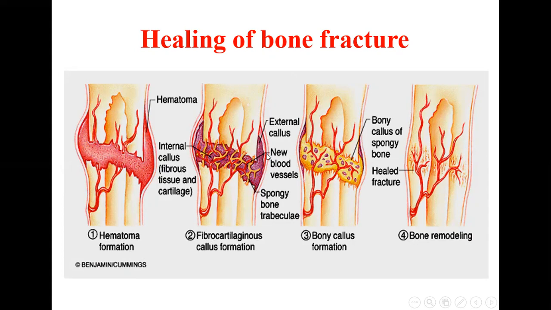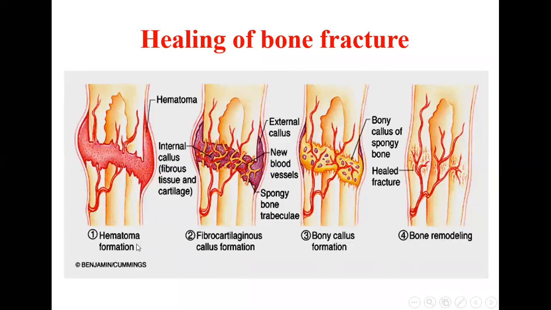In the third stage, bony callus formation. As you can see here, all this blood is now replaced by the fibrous tissue and the cartilage. Now it starts forming the bony callus of spongy bone. Then in the fourth stage, there will be bone remodeling. Remodeling means that now it has become wide and abnormal, so with remodeling it will get back to its shape, just like before. So that is called remodeling.